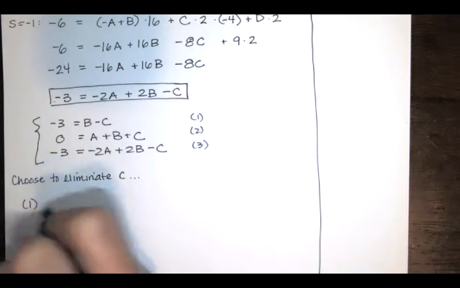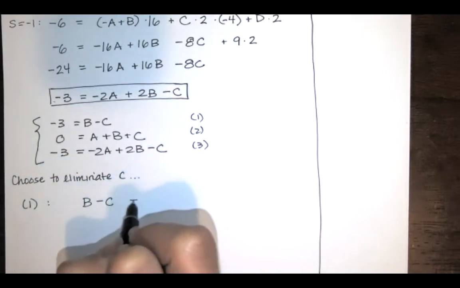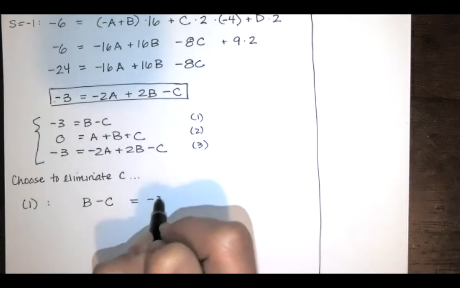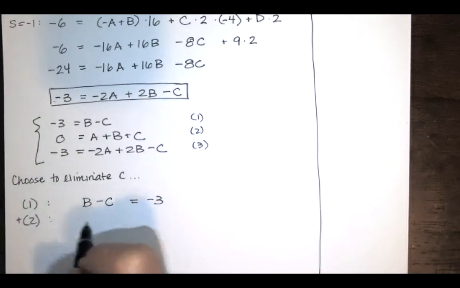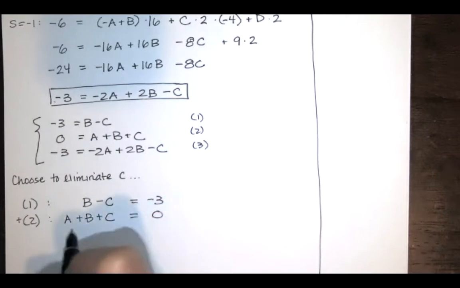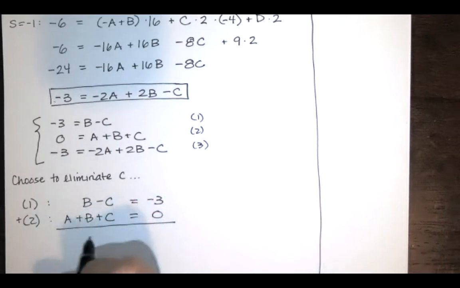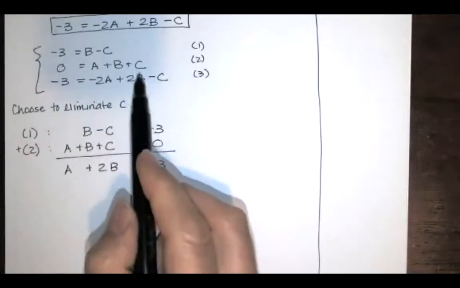And this is what I get when I do that. Equation 1, I'm going to write it in the reverse order. We have b minus c equals negative 3. If I add that to equation 2, that's a plus b plus c equals 0. The c's are gone, and I just end up with a plus 2b equals negative 3. Okay, that's one way to eliminate c.